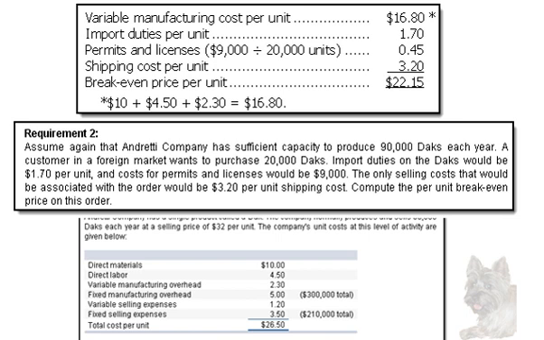If we divide it by the 20,000 units, we can break that into a 45-cent per unit cost. And then they tell us shipping costs per unit were $3.20. Add up all the variable costs, and if you think about this, these are the incremental costs, right? And we wind up with a break-even price per unit on this incremental order of $22.15.